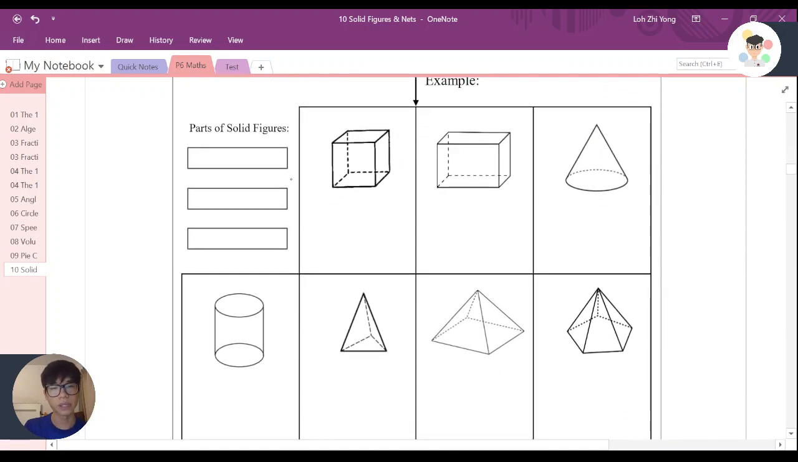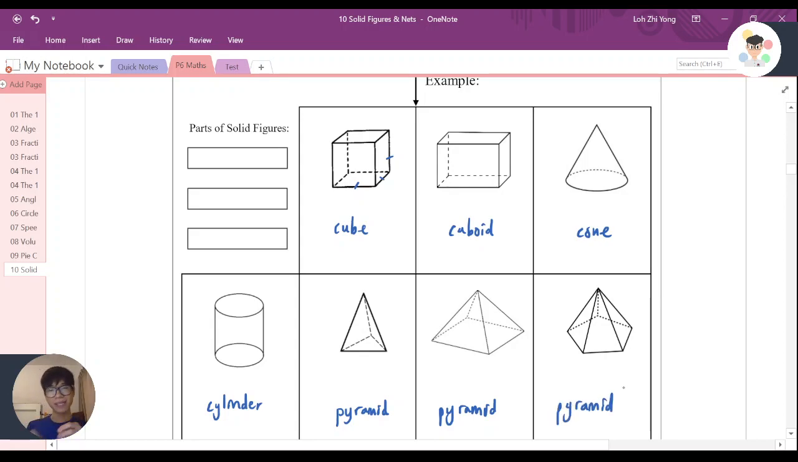Of course, we commonly know this as a cube, where all of these have the same length, width, and height. And we also have something called a cuboid, a cone, and a cylinder. And you will notice that these three things are something called a pyramid. Okay, pyramid. And this is also a pyramid.